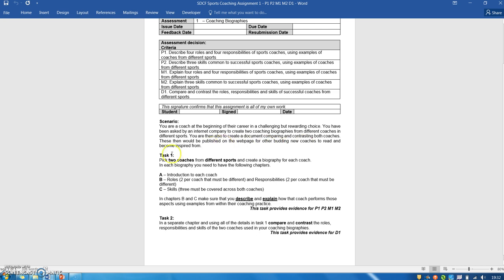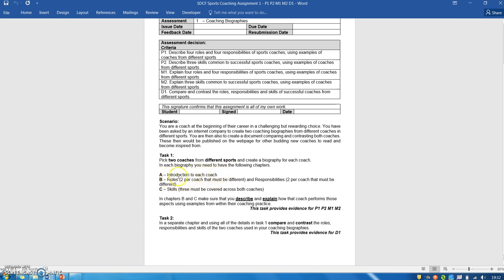So, first and foremost, task number 1, you need to pick 2 coaches from different sports, and that's very important that we do get different sports. Create a biography for each coach. In each biography, you need to have the following chapters. Give me an introduction to each coach.